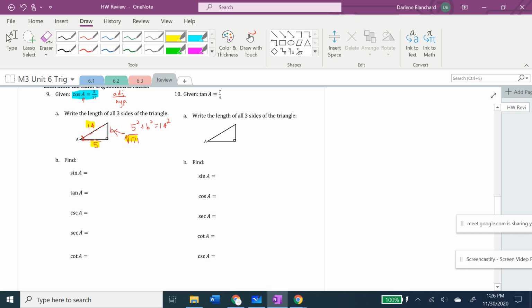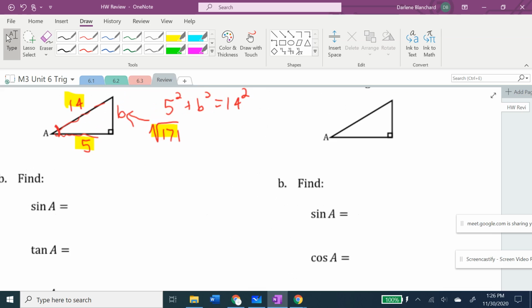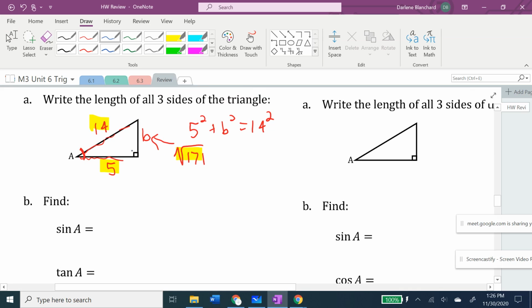Okay. So take a look at this triangle and realize what sides are which. The hypotenuse is always opposite the right angle. The leg that helps to make angle A is the adjacent. And then the other leg is the opposite. So what does that make sine?